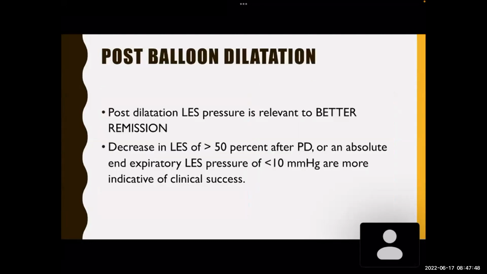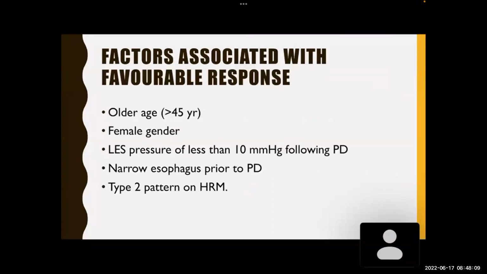And the post-balloon dilatation LES pressure is relevant to better remission. We have to measure the post-dilatation LES pressure by manometry. A decrease in lower esophageal sphincter pressure of more than 50% after pneumatic dilatation, or an absolute end expiratory lower esophageal sphincter pressure of less than 10 millimeters of mercury, is indicative of clinical success of pneumatic dilatation.